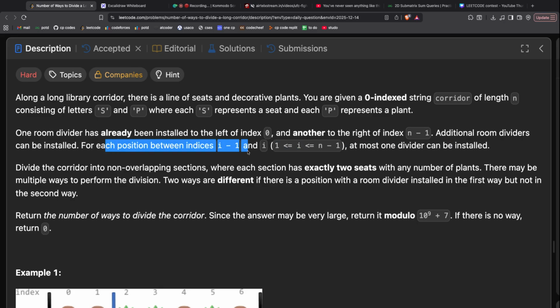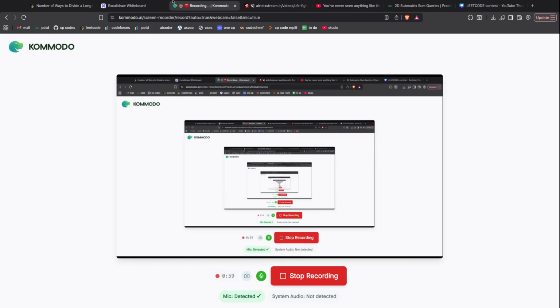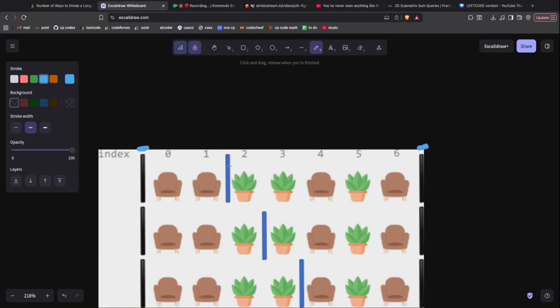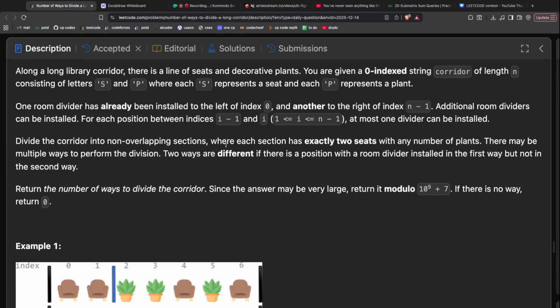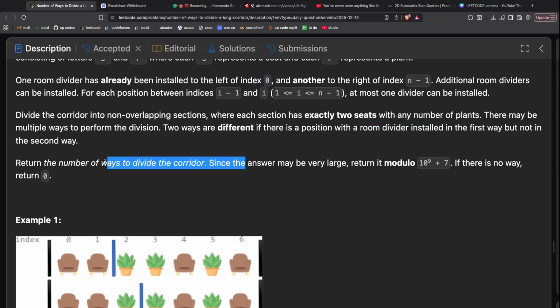For each position between index i minus 1 and i, at most one divider can be installed. So between any two indexes, at most one divider can be put, right? Now, what are the valid divisions of the corridor that are possible? Divide the corridor into non-overlapping sections where each section has exactly two seats with any number of plants. There may be multiple ways to perform the division. Two ways are different if there is a room divider installed in the first way but not in the second way. Return the total number of ways to divide the corridor.